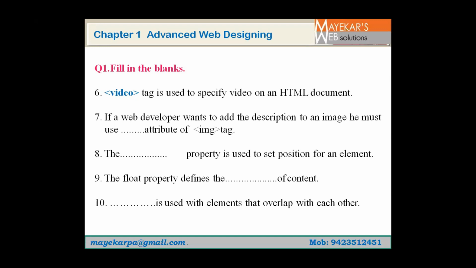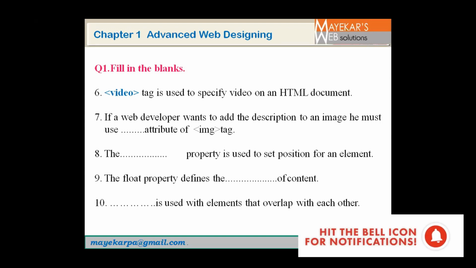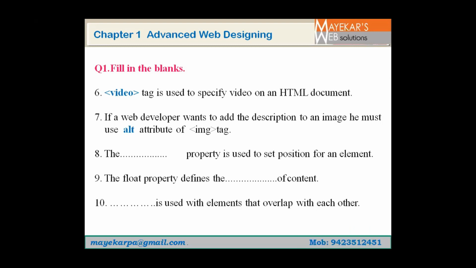The next, seventh question is, if a web developer wants to add a description to an image, he must use dash dash attribute with the img tag. If you want to write a description of an image, then the only attribute we can use with the img tag is the alt attribute. We have already discussed that this attribute is very important for search engine optimization because it gives information about the image which you have placed in the web page. So the alt attribute is the right answer for this question.